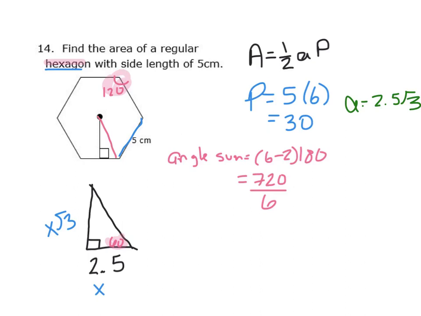Okay, so the area is going to be half the apothem, which we found to be 2.5 square root of 3, times the perimeter, which is 30.